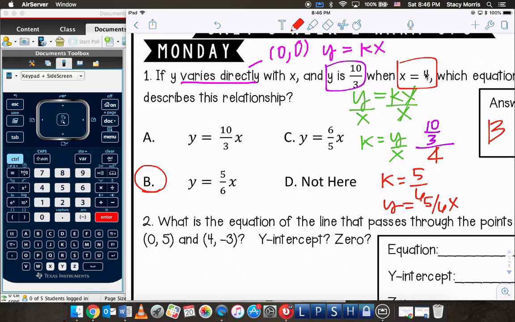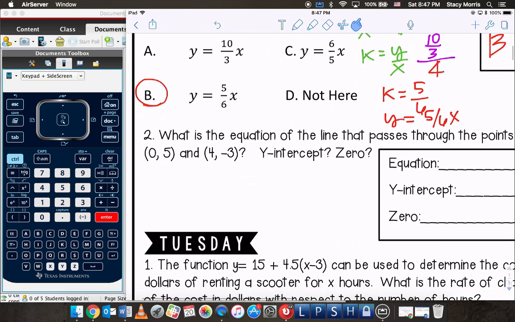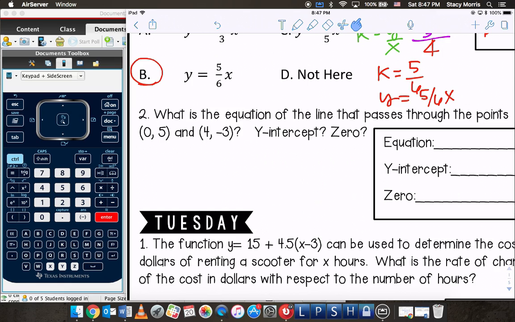If I plug 4 in for x and simplify, I wouldn't get 10 thirds. So lots of different ways to do this one problem. All right, number 2, what is the equation of the line that passes through the points (0, 5) and (4, -3)? Then it also asks what is the y-intercept and the zero.